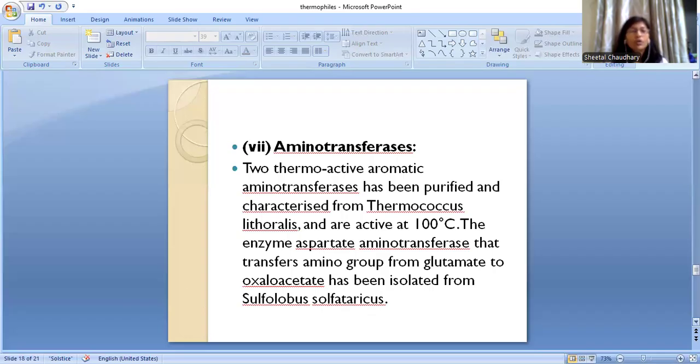Aminotransferases. Two thermoactive aromatic aminotransferases have been purified and characterized from Thermococcus litoralis and are active at 100 degrees centigrade. The enzyme aspartate aminotransferase, which transfers an amino group from glutamate to oxaloacetate, has been isolated from Sulfolobus solfataricus.